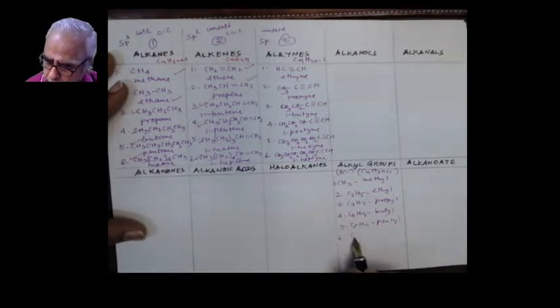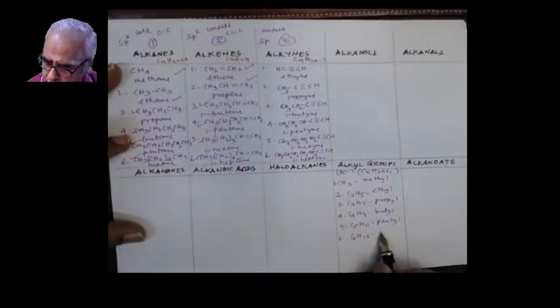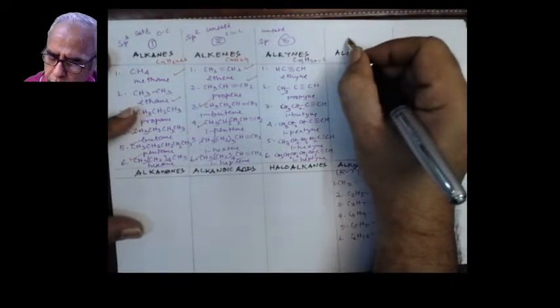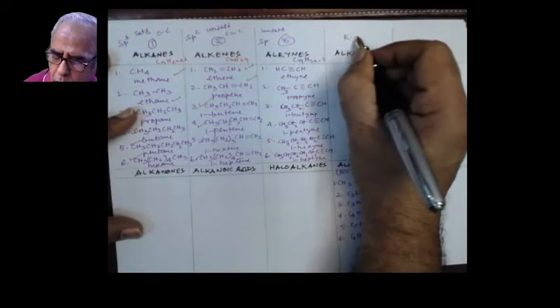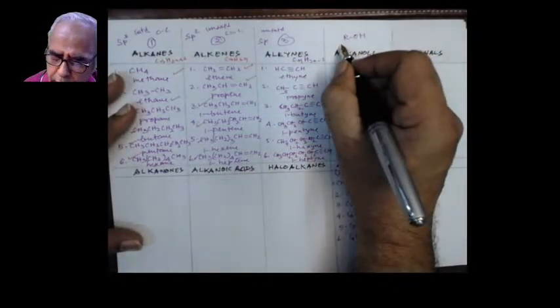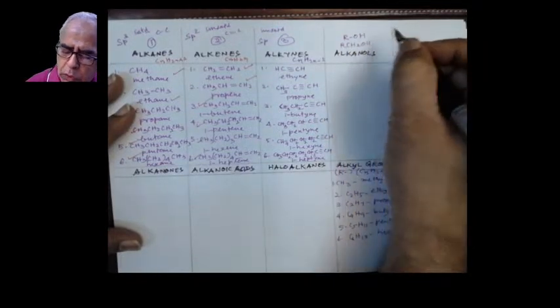And 6, C6H, how much? Anyone? 13. Is it not? Because C6H14 is hexane. Hexyl means C6H13. That is the hexyl group. Got it? Now, when you add OH to the alkyl group, it becomes alcohol. Even though it can be represented like this, for our convenience you can write RCH2OH also, where in this case R includes hydrogen also.